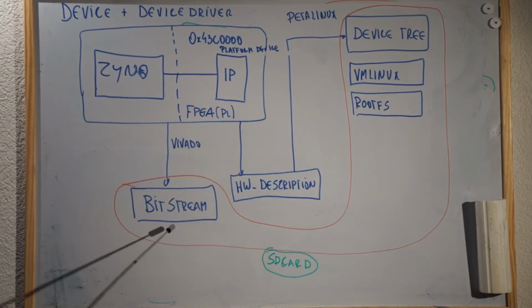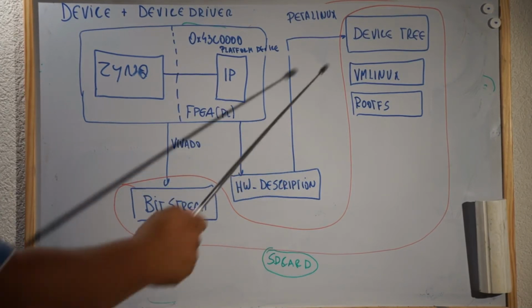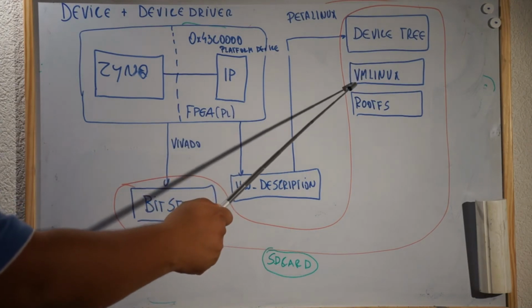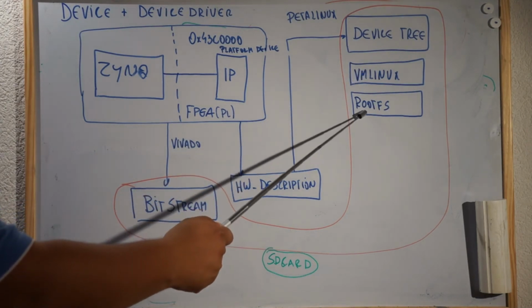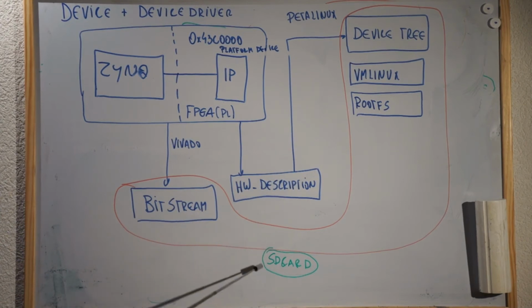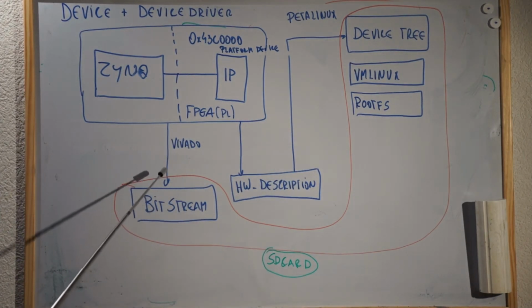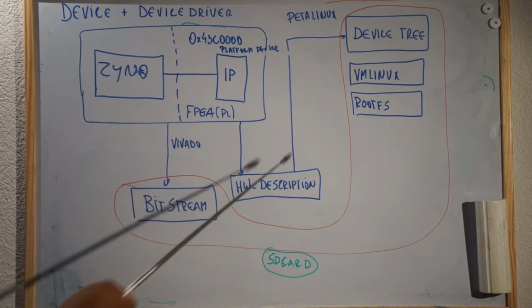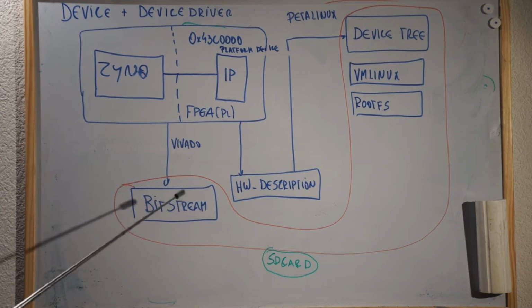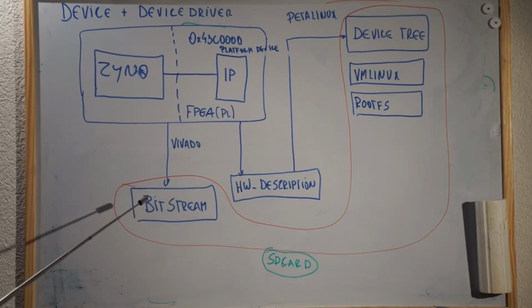Then with the bitstream created, the device tree, the Linux image and the rootfs, we're going to create our image to place in the SD card. So let's see today how to do this. I'm going to jump to some slides to explain better what we're going to do and what we need to learn, and then we go to the lab and see how it goes, okay guys?